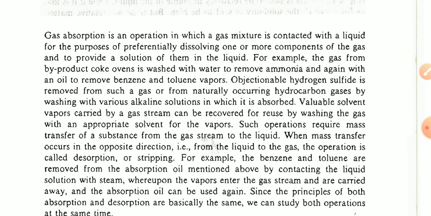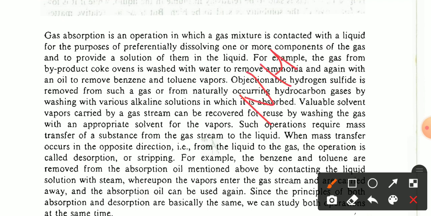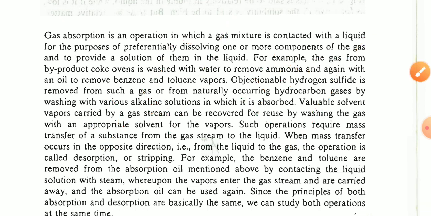Okay, for example, the gas from a byproduct coke oven is washed with water to remove ammonia, that is, the NH3 content is removed, and again with an oil to remove benzene and toluene vapor. This is one example of absorption.